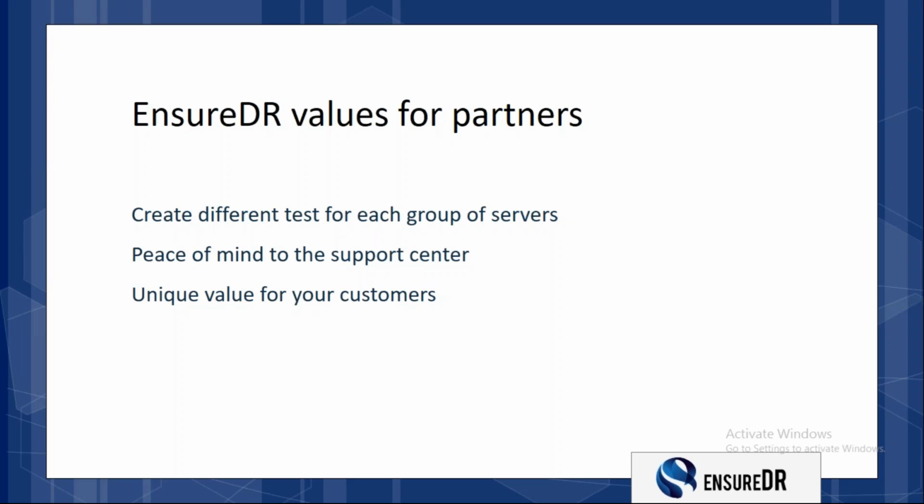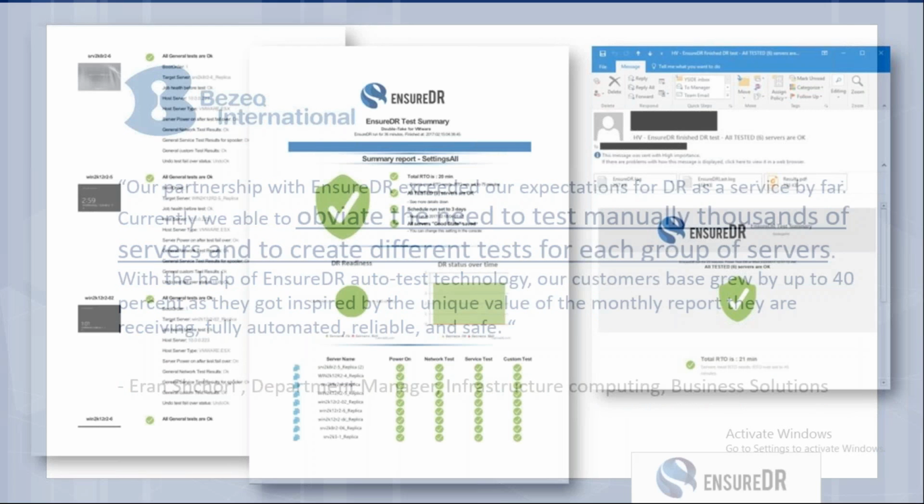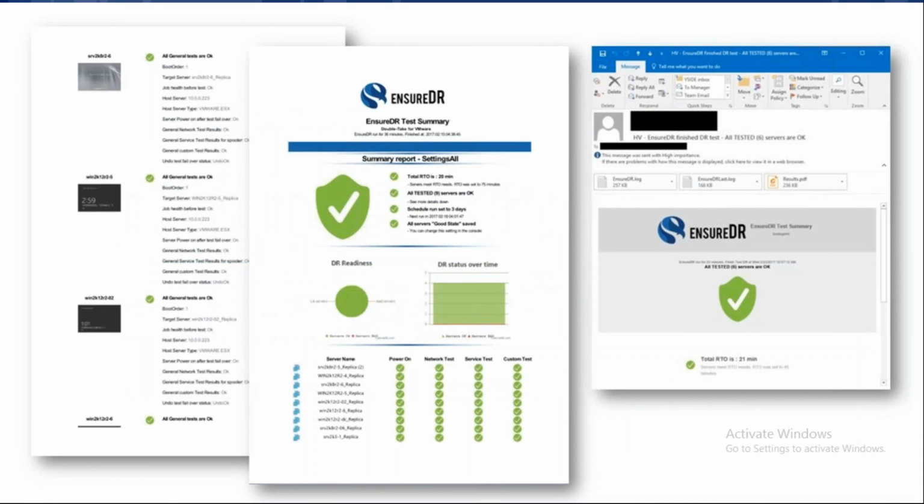EnsureDR is a unique value for your customers that already have some kind of DR services or DR as a service. In an ever-changing environment, EnsureDR represents the new intelligent automation of DR tests, which gives unique value to our partners and customers that use DR services. Here is the biggest service provider in the Middle East, on the value of obviating the need to test thousands of servers. That's a great value. That's one of our best ISPs.